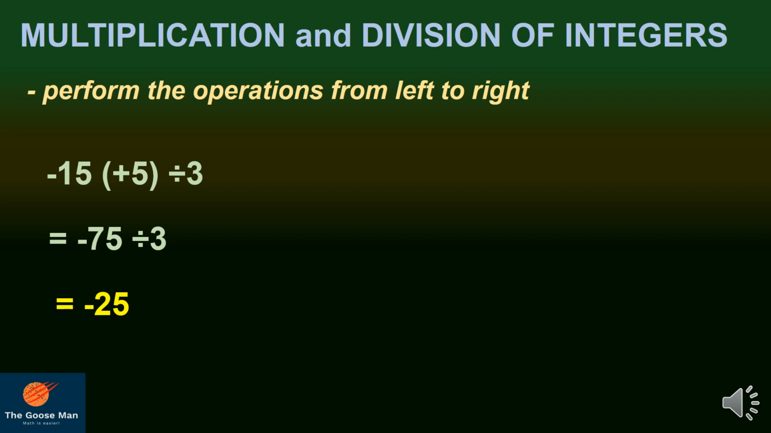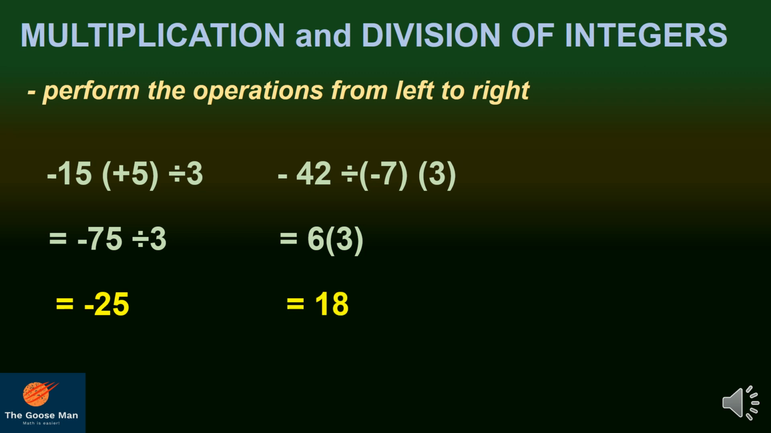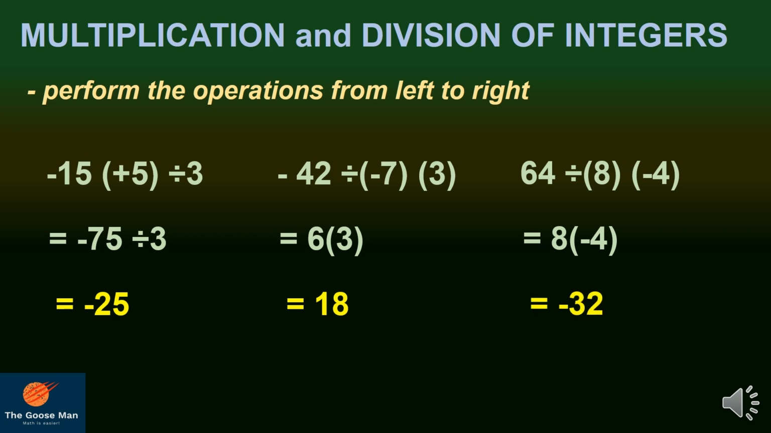Next example. Negative 42 divided by negative 7 times 3. Since the division comes first, we will divide first. So we have positive 6 times 3. So we have 18. Another example. 64 divided by positive 8 times negative 4. Again, since division comes first before the multiplication, we will divide first. 64 divided by 8 will give us 8 times negative 4. So this will give us negative 32.